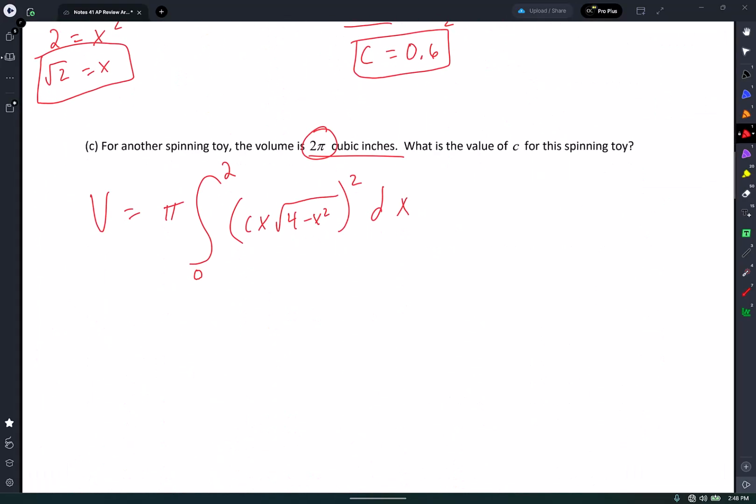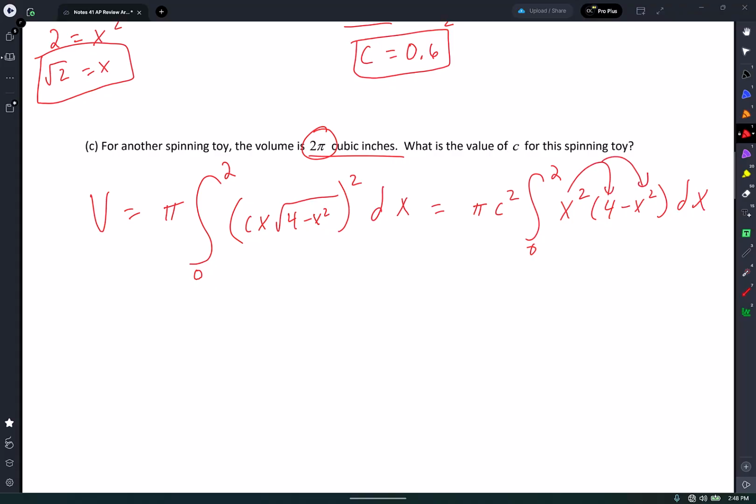All right, law of exponents. That's what they're seeing if you know algebra. So you see that square? C times C, C squared. X times X, X squared. And then the square root squared, just 4 minus x squared. So here's what I have. Pi C squared. I put the C squared out there, guys, because that's also a constant. Integral 0 to 2, x squared, parenthesis, 4 minus x squared close dx.